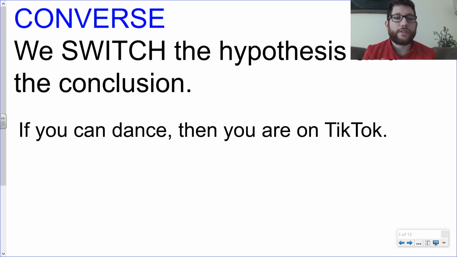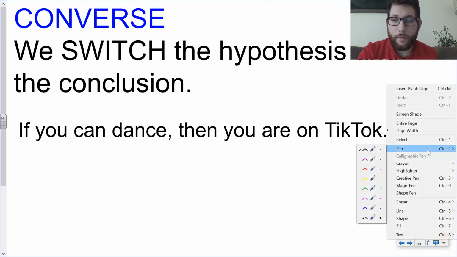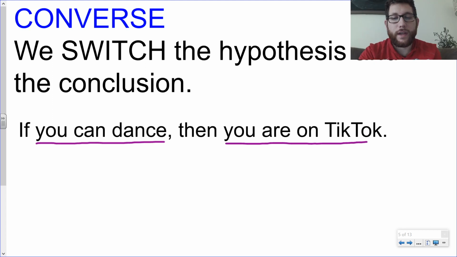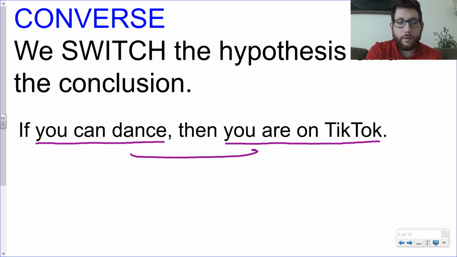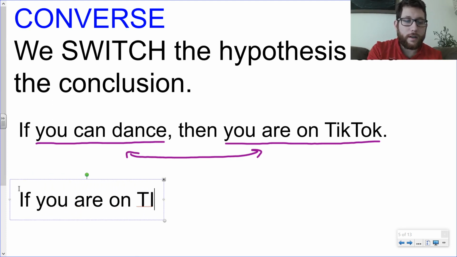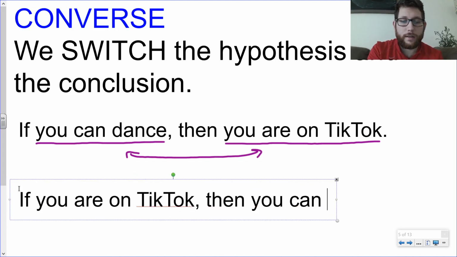With the converse, we switch the hypothesis and the conclusion. And so hopefully remember from our previous lesson, the hypothesis is everything that comes after the if part, and the conclusion is everything that comes after the then part. So all we're going to do with a converse is take those two pieces and switch them, just like this. And so what we end up with is, if you are on TikTok, then you can dance.